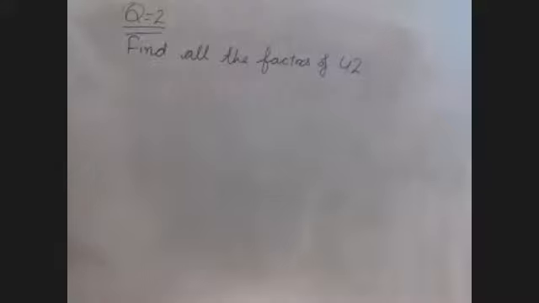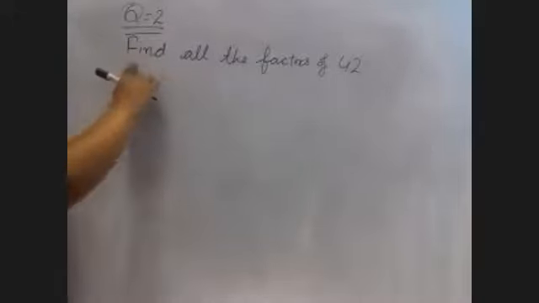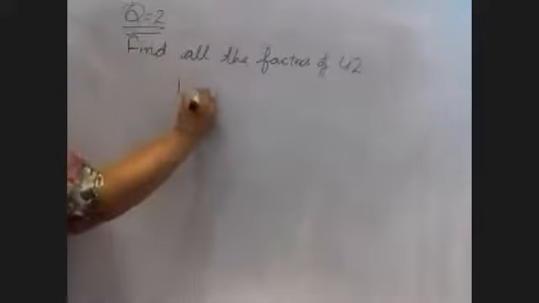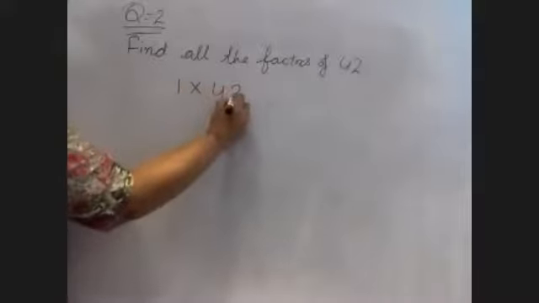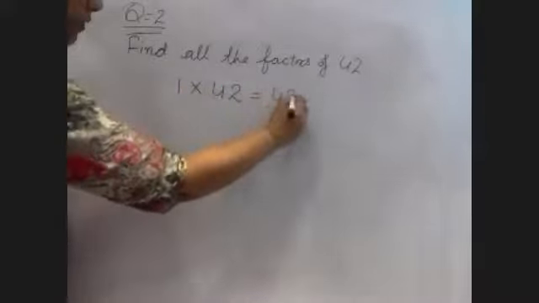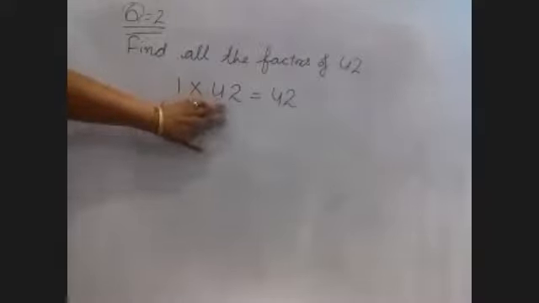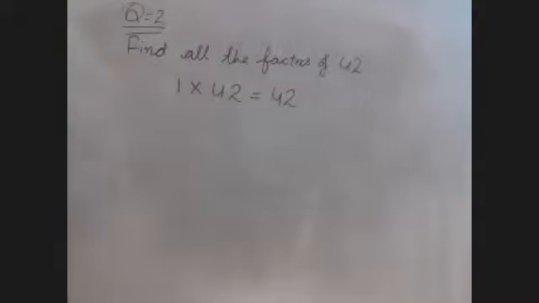Yes, friends, as we discussed some facts of factors: the first factor of any non-zero number is 1 and the last factor is the number itself. So in the first step, when we find the factors of 42, the first factor is 1 multiplied by 42 is equal to 42. So this is the smallest factor of 42 and 42 itself is the largest factor of 42.